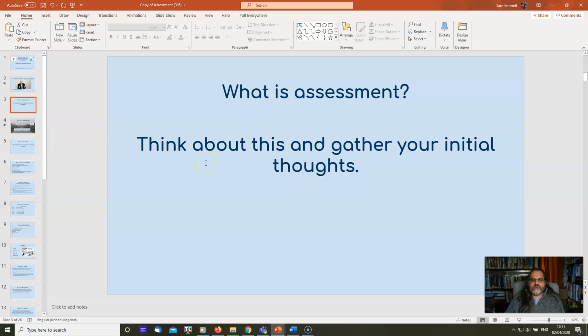What I'd like you to do is think about what is assessment. You can think about what Sir Ken Robinson said there. And just think about this and gather your initial thoughts. I'll give you a little bit of time just to make a note, not a lot of time.